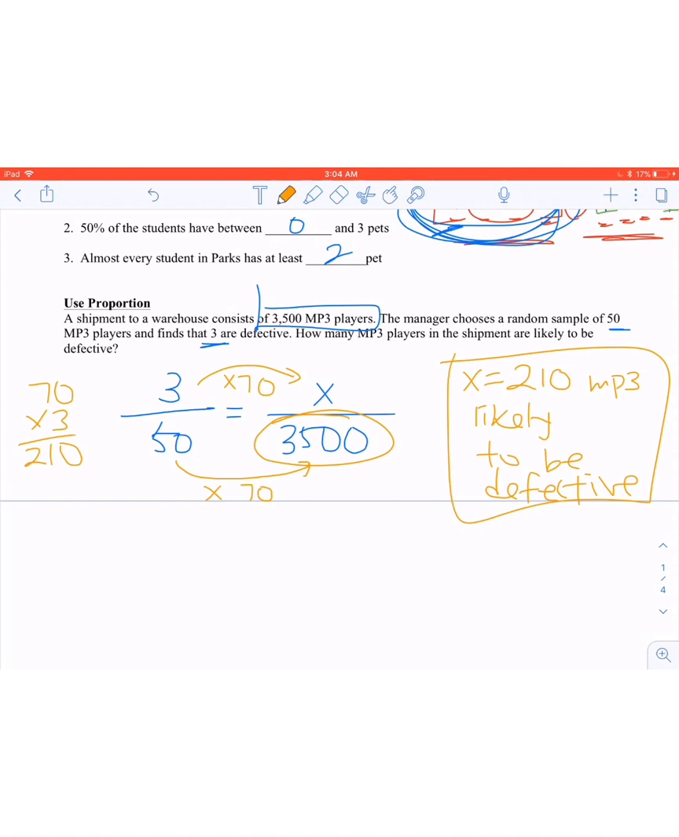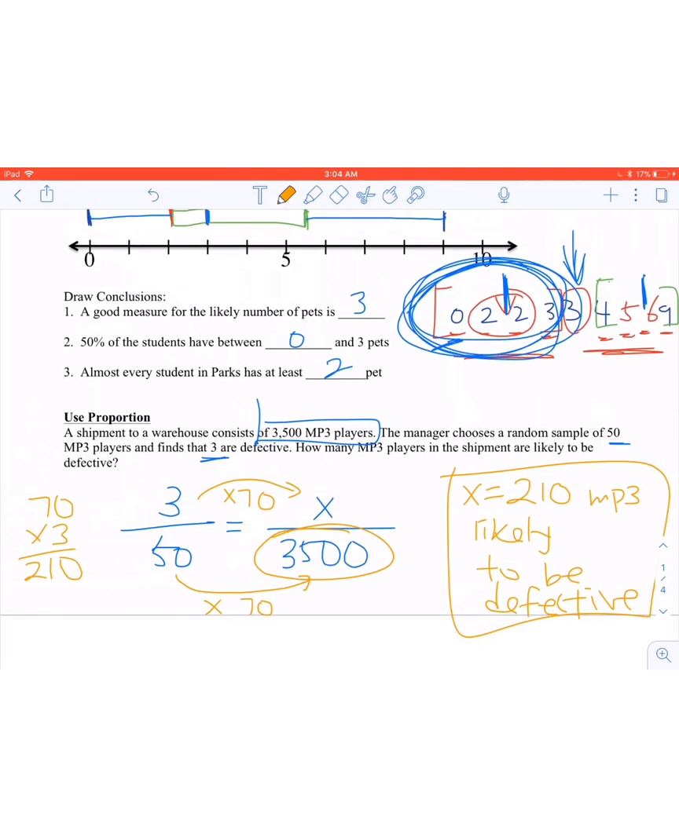For those of you who don't know what an MP3 player is, it's from the pre-iPhone era, where you were able to store some music or pictures and so on. Okay, and that is the end of the box and whisker, dot plot, and proportions notes.